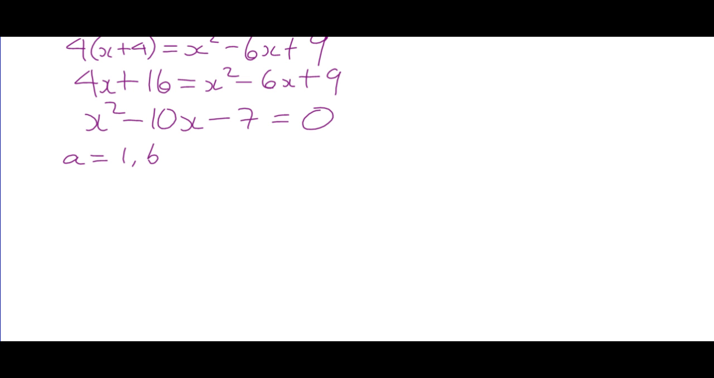So A is 1, B is negative 10, C is negative 7. So my spidey sense tells me that this has two distinct real roots because I'm going to go minus 4AC, which is minus 4 times 1 times negative 7, which is a plus 28, and the B squared is positive. So I will have a positive number under the radical sign.